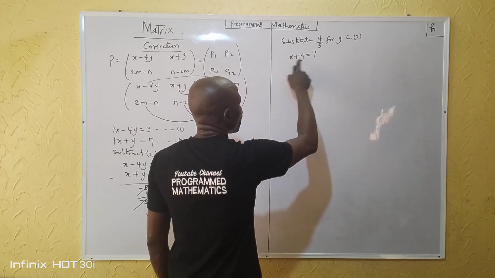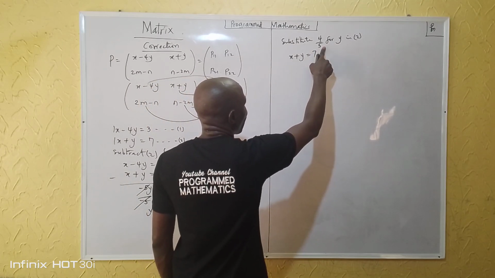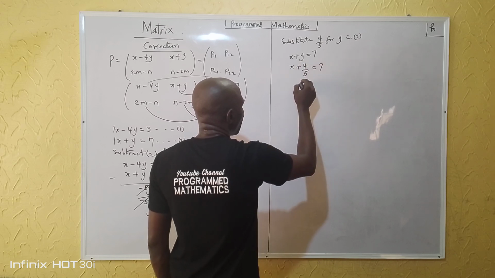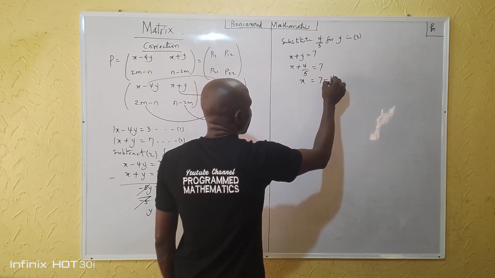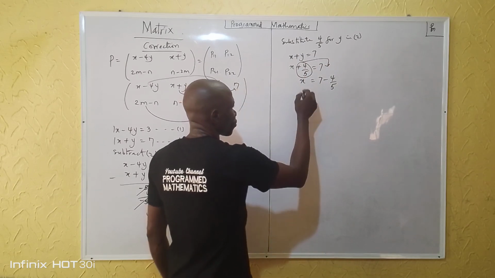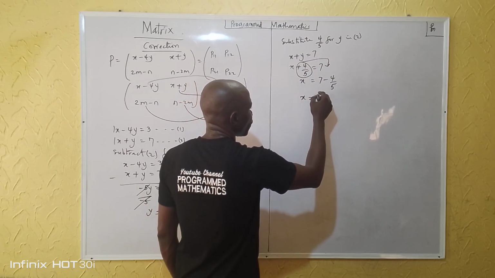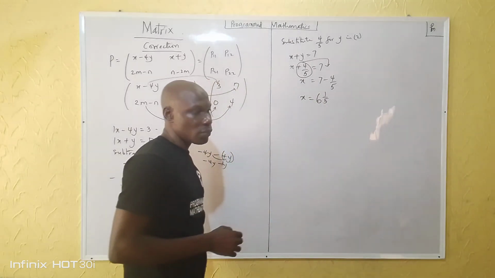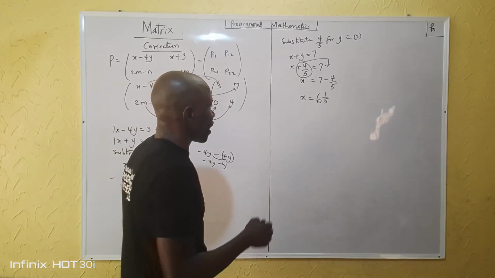So x plus y equals 7. Y now is 4 over 5, so this is x plus 4 over 5 equals 7. So x will be equal to 7 minus 4 over 5. Move this to the other side here. And if you subtract this, it will simply be 6 whole number 1 over 5. Okay? 6 whole number 1 over 5.